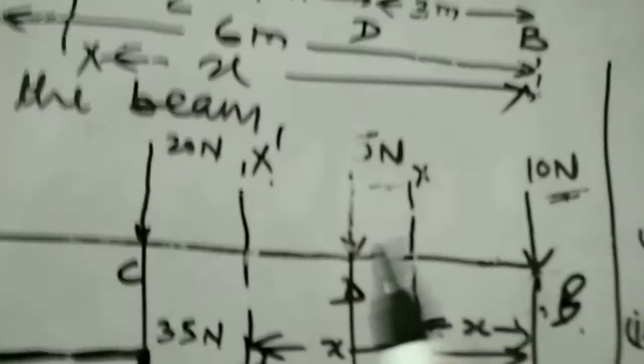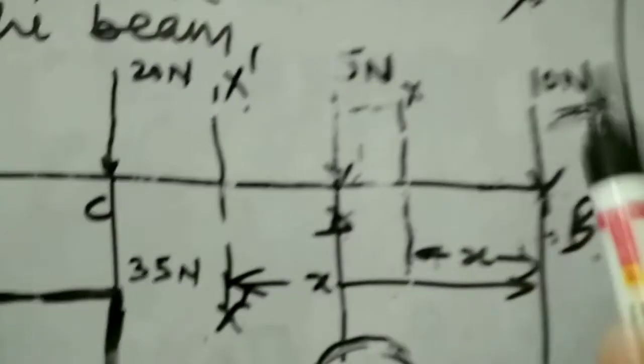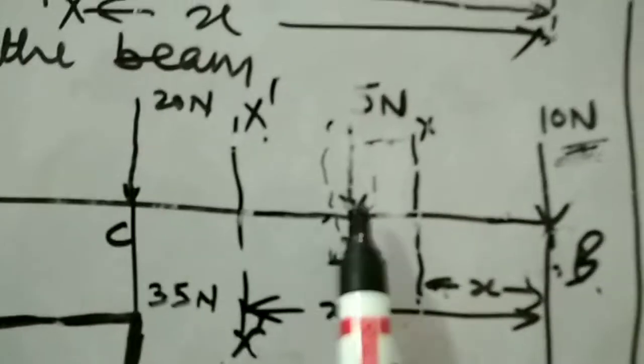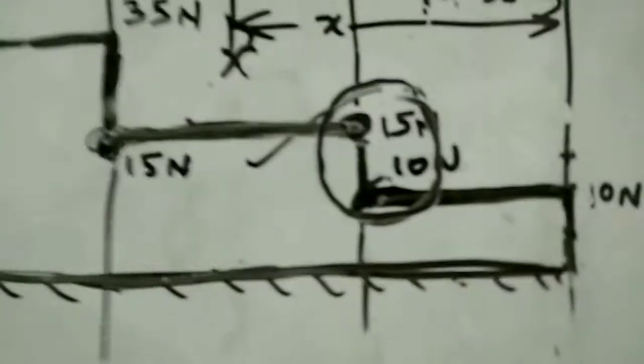Why is this happening? Because if we consider a section line just before point D, then only 10 Newton force is acting, right? If we move just beyond point D, we have to consider 10 Newton as well as the 5 Newton force. So there are two values of shear force at point D. The first is 10 Newton, just before point D, and the second is 15 Newton, just after point D. So we always remember this: in a shear force diagram, there is a sudden variation if a point load is acting at that point, right?